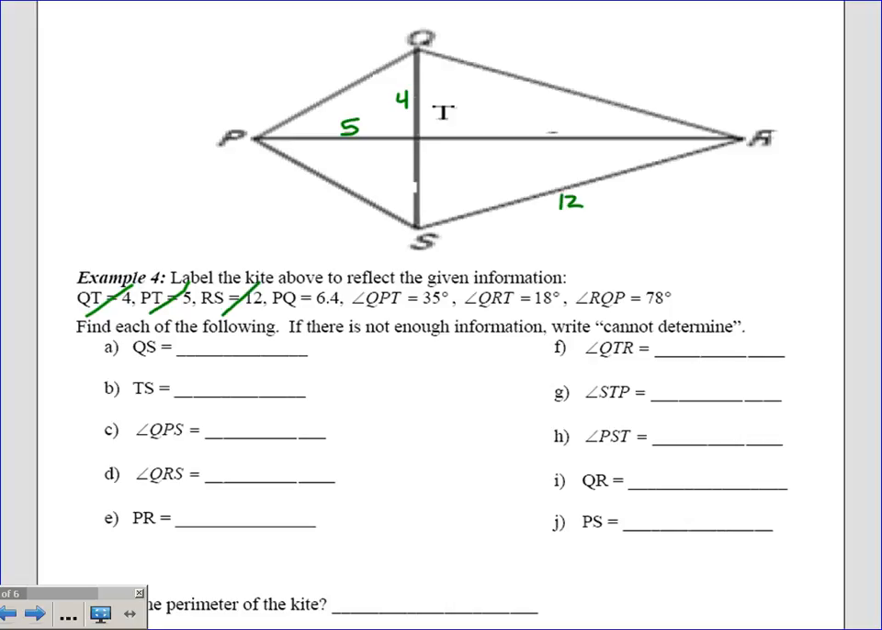PQ is 6.4. Angle QPT. So I start at Q, I move over here to P, and I go to T, which is right here in the middle. I mean, this angle right here, this is 35 degrees.